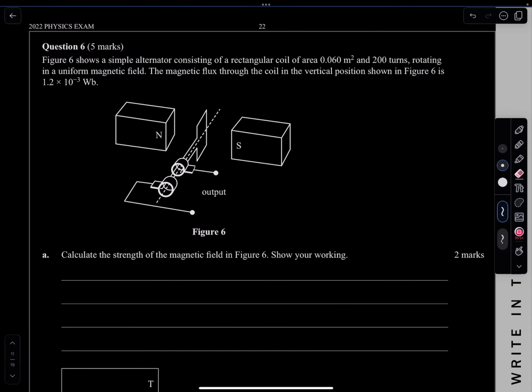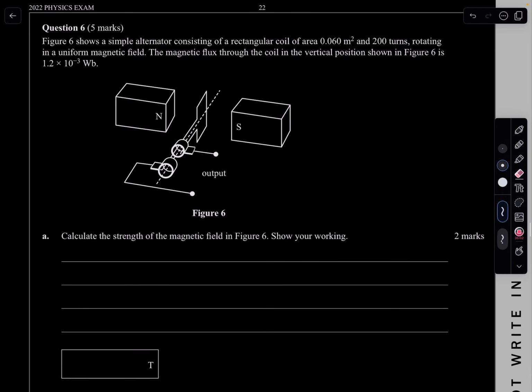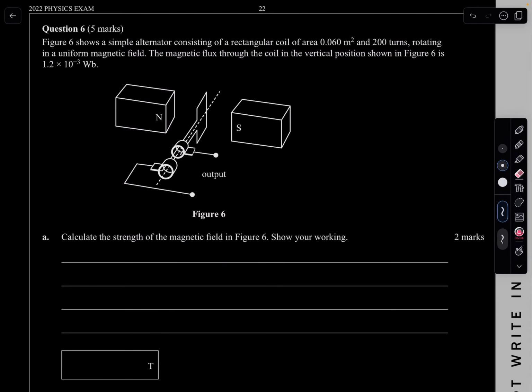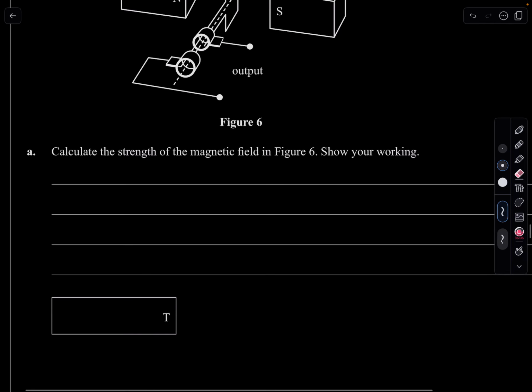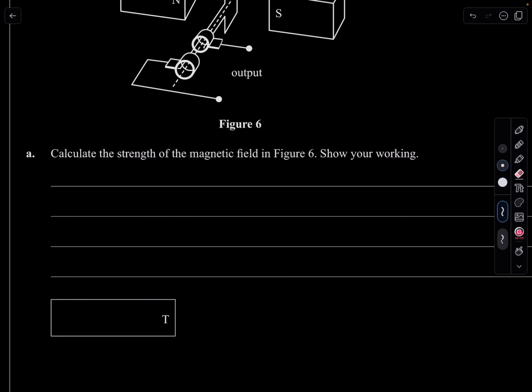Question 6. Figure 6 shows a simple alternator consisting of a rectangular coil of area of this and 200 turns, rotating in a uniform magnetic field. The magnetic flux for the coil in the vertical position shown in figure 6 is this. Calculate the strength of the magnetic field in figure 6, show working out. Beautiful and easy. So we know that your flux, let me write that down. Flux is your area times your magnetic field strength.